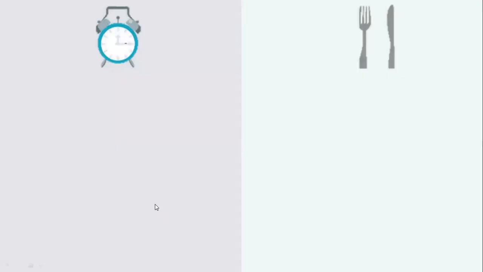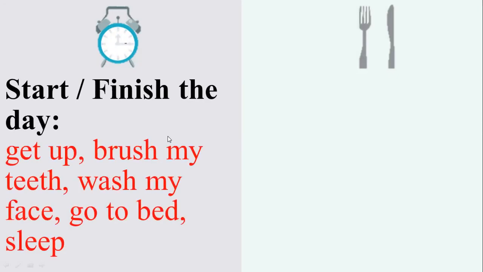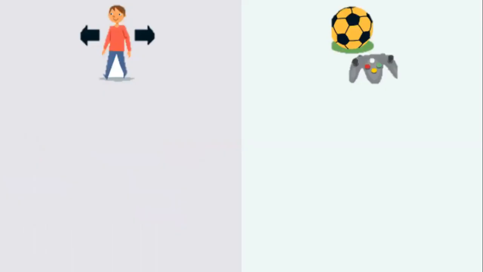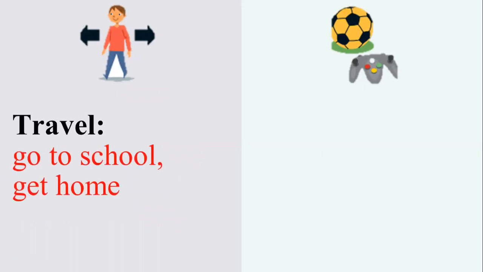Okay, after you listen and check the answers, now who can give me the correct answer after checking? Now, number 1, who can? That's good. Start and finish the day. We have get up, brush my teeth, wash my face, go to bed, sleep. That's right. Now, what about activity 2? Eat. Okay. Have breakfast, have lunch, have dinner. Now, activity 3, travel. We have go to school, get home.